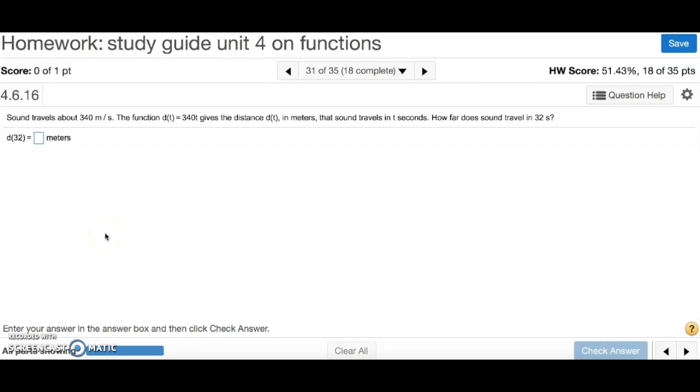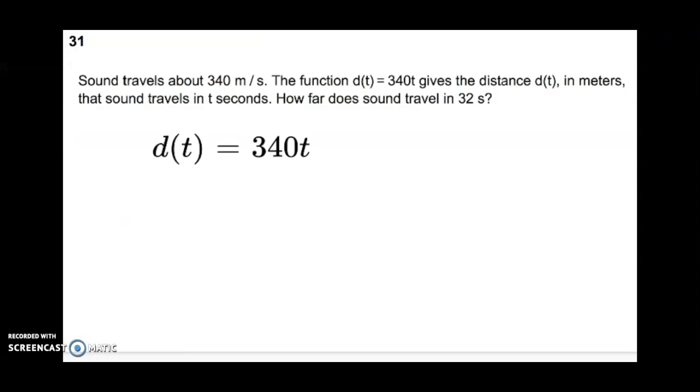To number 31, sound travels about 340 meters per second. The function d of t equals 340t gives the distance d of t in meters that sound travels in t seconds. How far does sound travel in 32 seconds? So all you do is substitute in 32 in for t, because 32 is time. So let's do that. So substitute in 32 in for t.